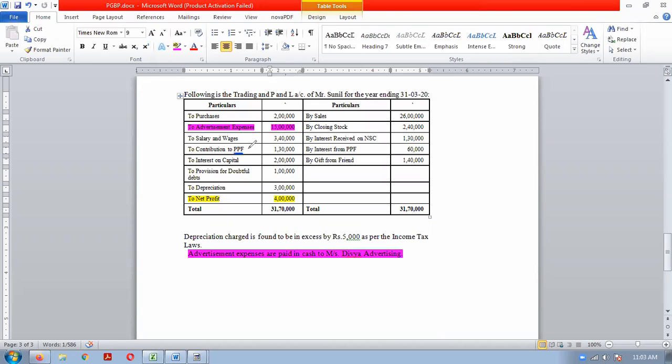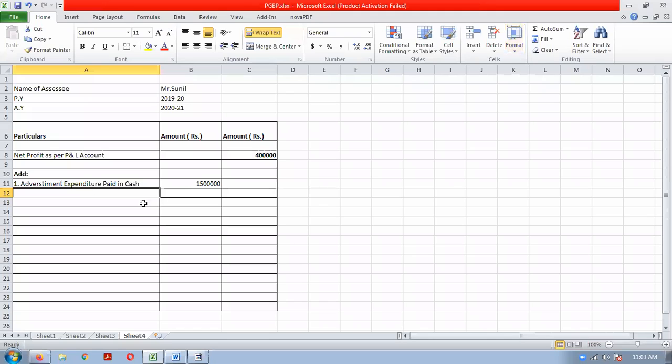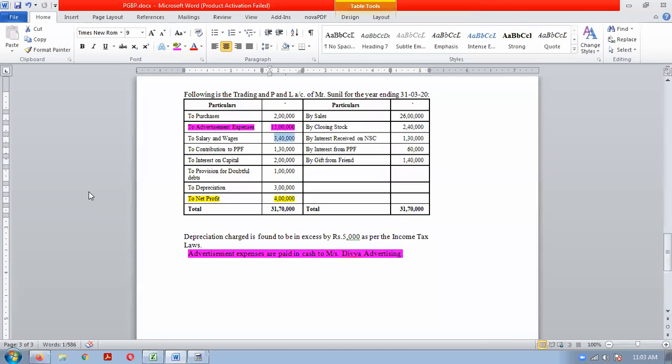So this is a personal expenditure, Mr. Sunil's own expenditure, and he is debiting it in profit and loss account. So we will have to add back that expenditure because it is a personal expenditure. And the Income Tax Act will not allow personal expenditure, contribution to PPF. But you will get this deduction under 80C. That at present we are not seeing. That we will see later on.